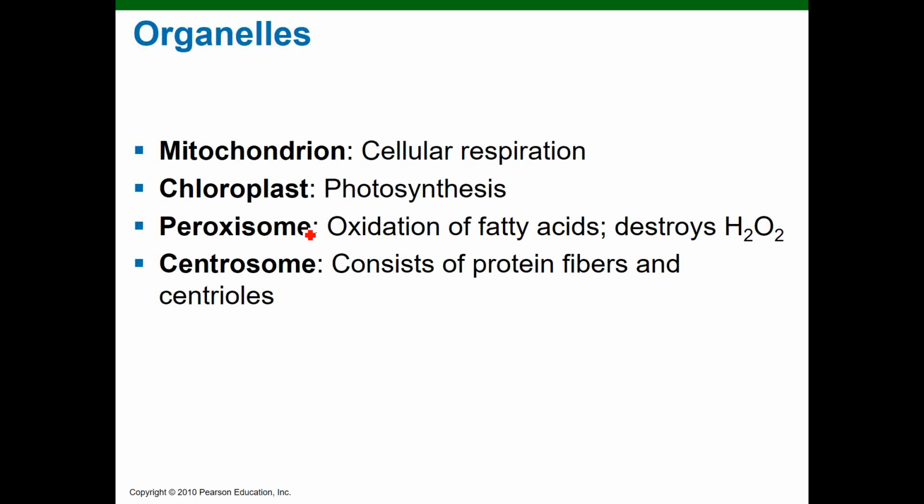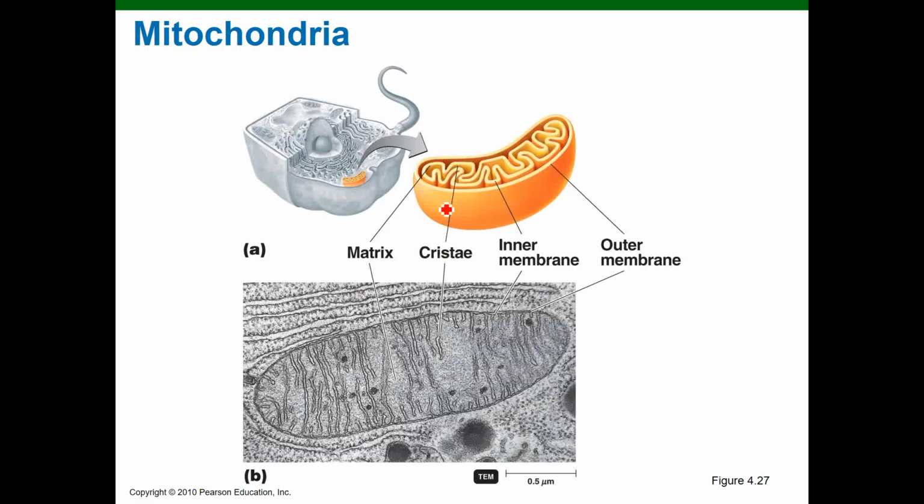Some cells also contain peroxisomes, which are very similar to a lysosome, only instead of digestive enzymes, they have the ability to degrade hydrogen peroxide, which can be toxic to cells. And then centrosomes, which are going to assist in cell division. So this is just a little bit more about the mitochondria, which we'll talk about in a second.